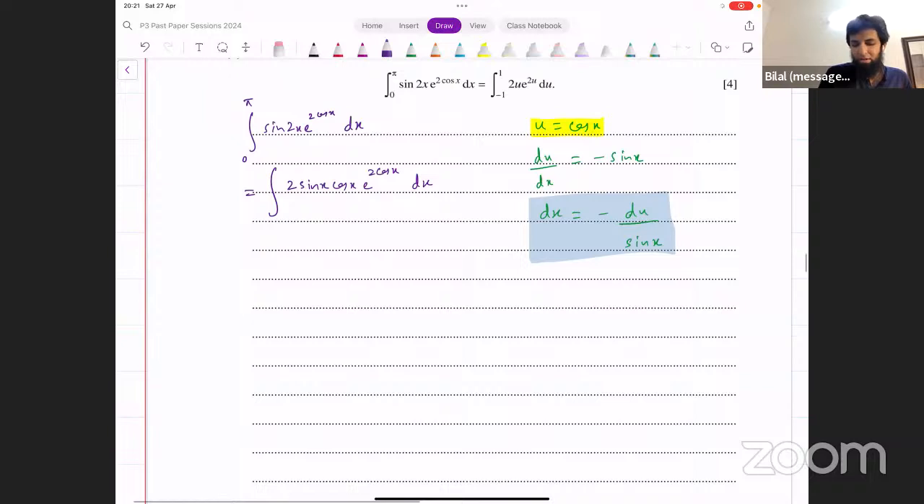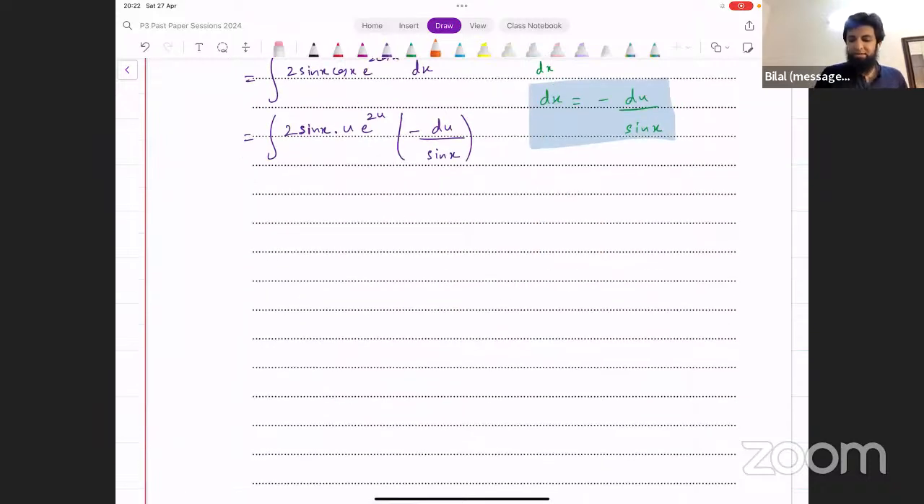Okay. Now, let's use that substitution. Cos x is going to be replaced with u. Sine x remains as it is. We can't do anything with that for now. Replace cos x with u, so it becomes u. Replace cos x with u here as well, it becomes e power 2u. Replace dx with this thing, and that becomes minus du over sine x. Okay. Now sine x and sine x, they get cancelled.